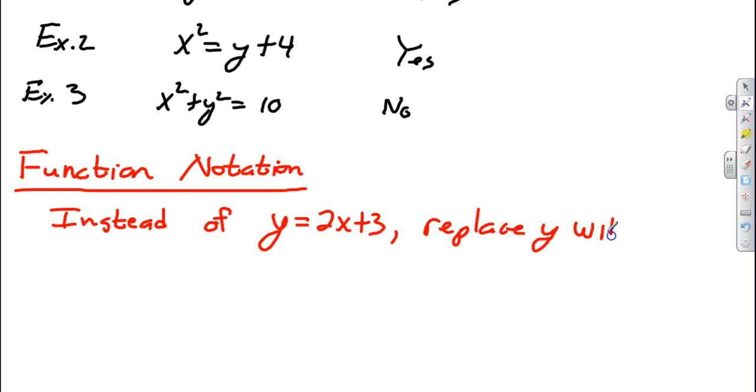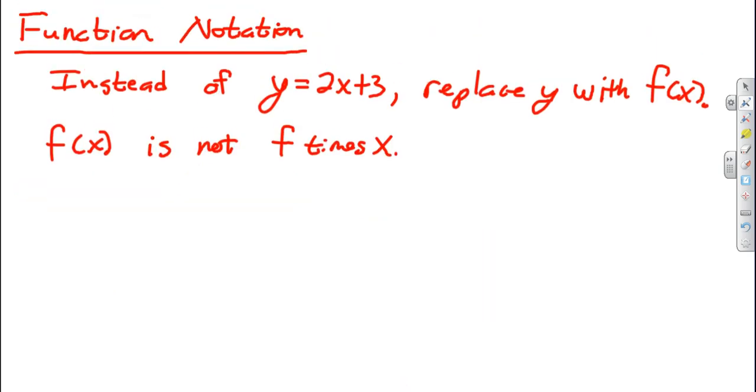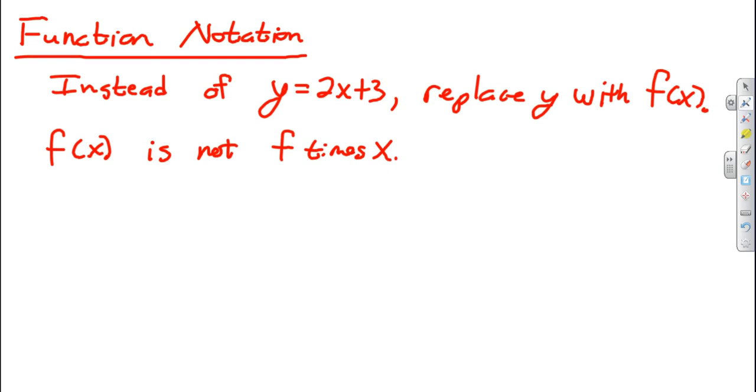y with f parentheses x. Now, here's the one catch, if you haven't seen function notation before. That f parentheses x is not f times x. In this case, the parentheses is not multiplication. With function notation, f of x basically means that the f stands for function, and x is the number that you're going to plug in to solve this out.